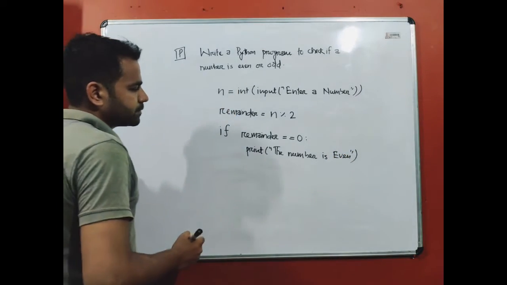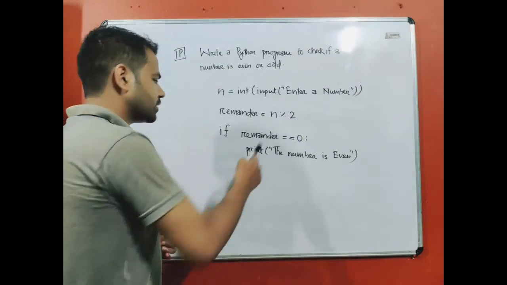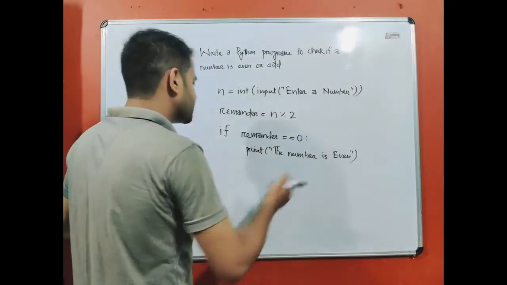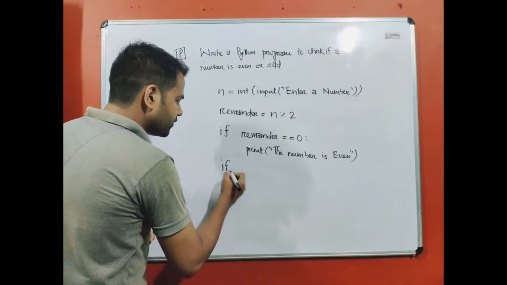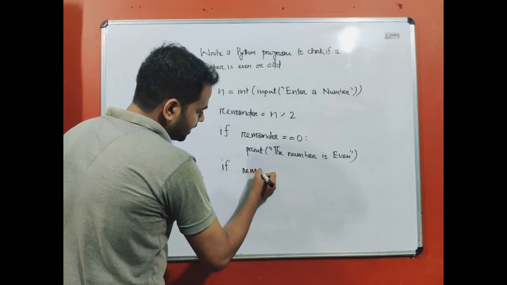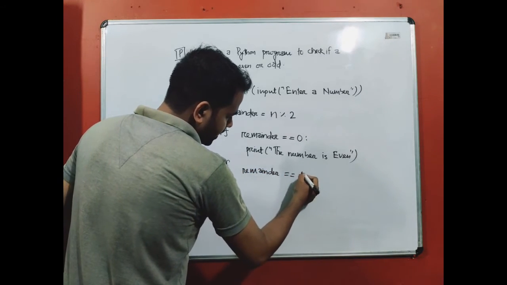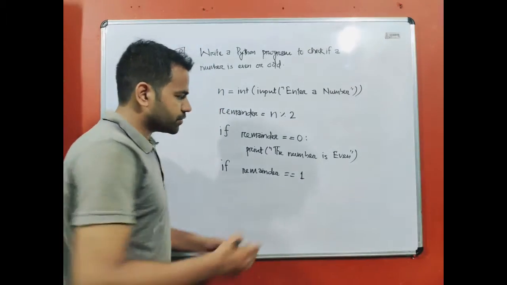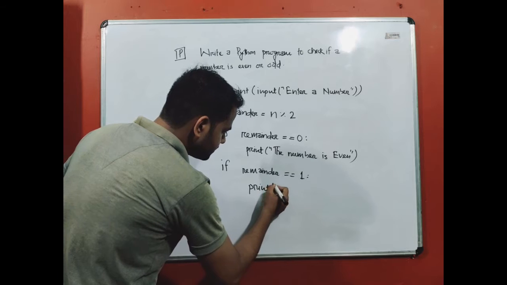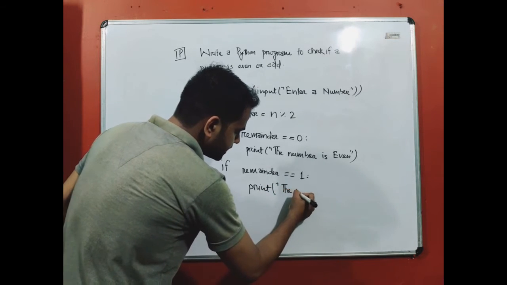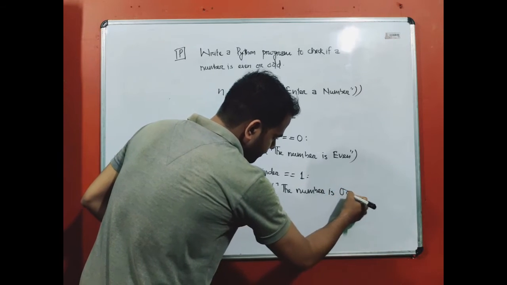Clear? Similarly, it might be 0 or it might be any other number. Only one is possible, right? Only 0 and 1 are possible because you are dividing by 2. Again I will write if remainder is double equal to 1, or you can simply write not equal to 0. Then what do you need to print? Print the number is odd.